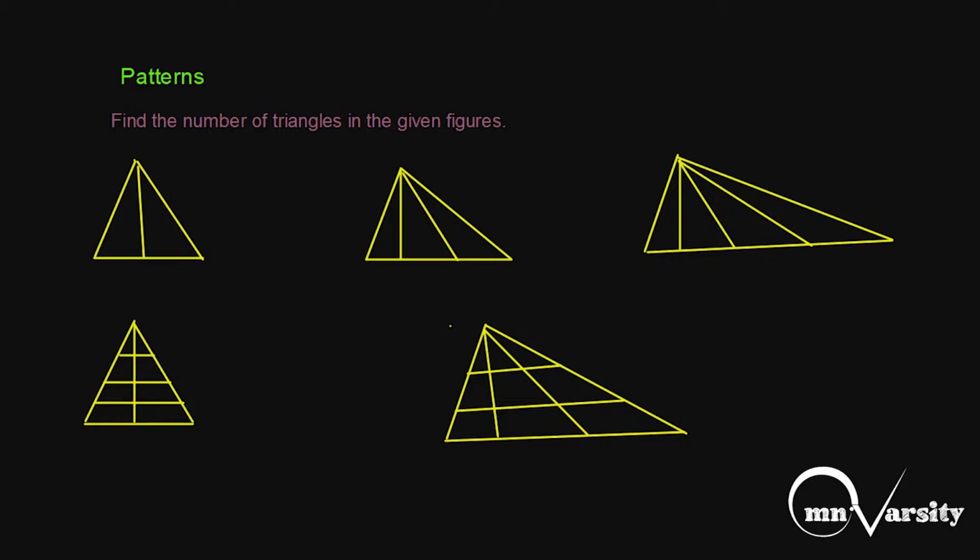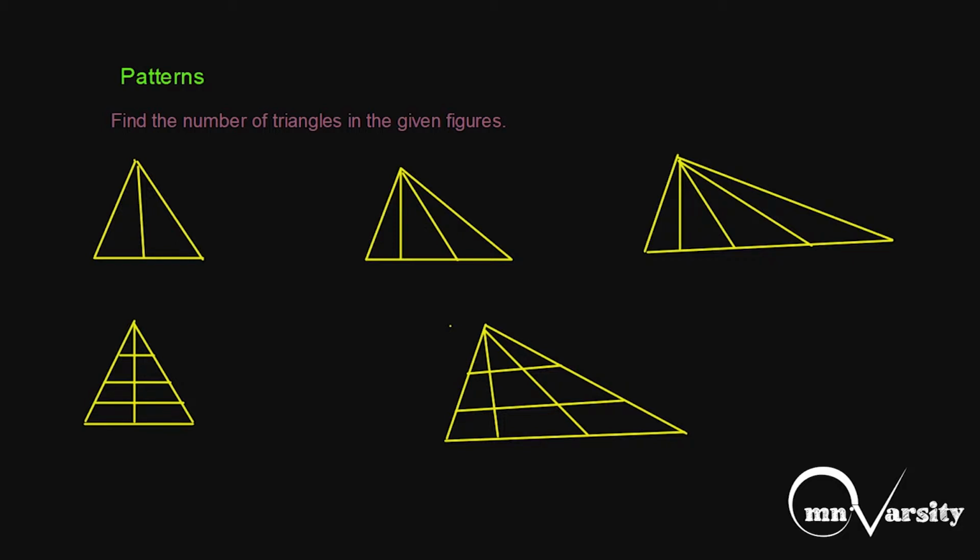We can say that there are 1, 2 and 3 triangles very easily. In the next one we can say that there are 1, 2, 3, 4, 5 and 6 triangles. From the third figure onwards, it's going to get a little complicated. So we are going to use a trick to solve these kinds of problems. Let's see what the trick is.